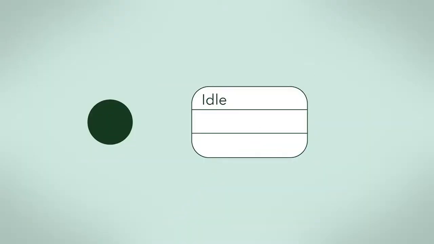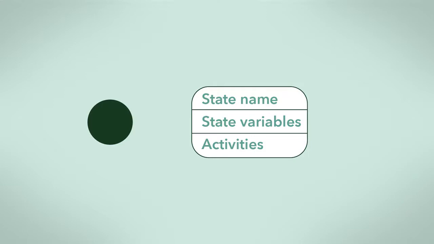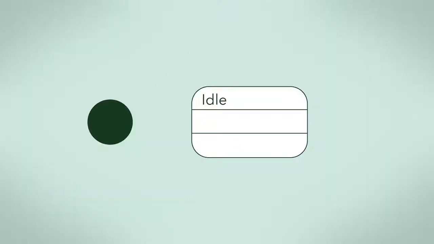Let me explain states in more detail. Each state has 3 important sections: a state name, state variables, and activities. Each state should at least have a state name. A state name is as it sounds, the name of the state. These names should be meaningful for the states of your object. For example, a car in reverse would have a state named reverse, or a vending machine in a waiting or idle state would have a state named idle.